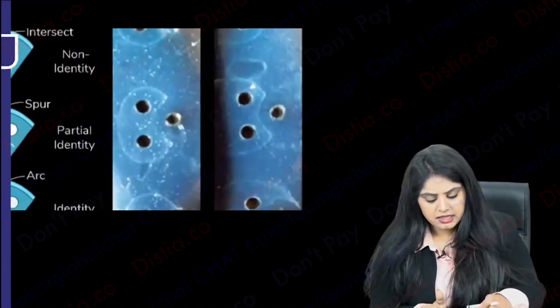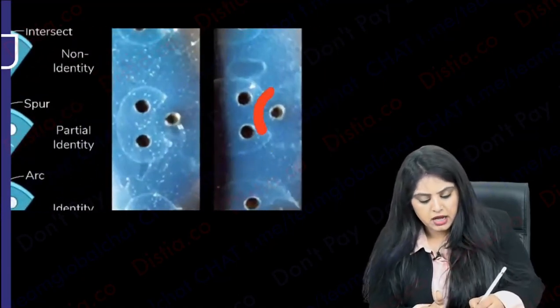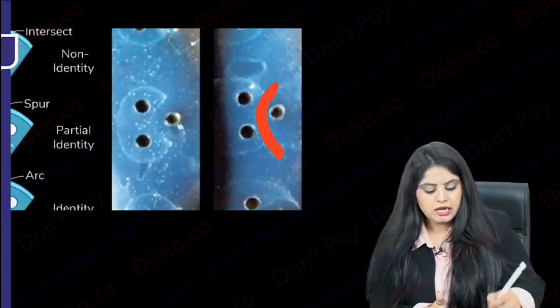So let me ask you, what do you see here? What kind of an arc is forming here? You will say, ma'am, to me this is looking like a continuous arc.